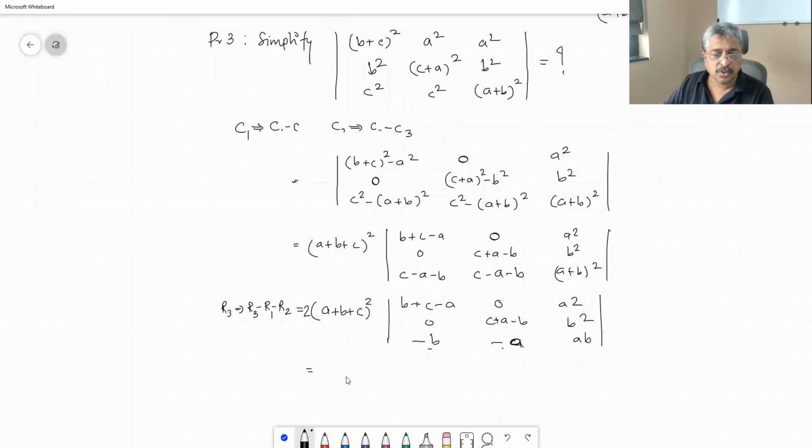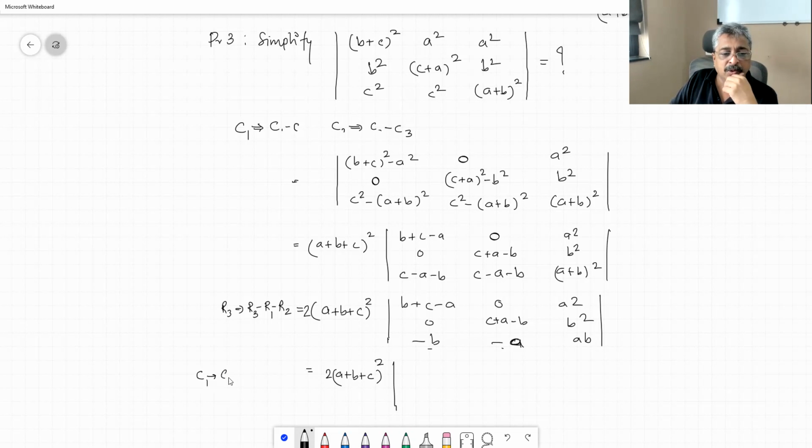So 2(a plus b plus c) bracket square determinant. What we will do now is divide the column 3 by a and add it to column 1. So column 1 becomes column 1 plus column 3 by a, and column 2 becomes column 2 plus column 3 by b.